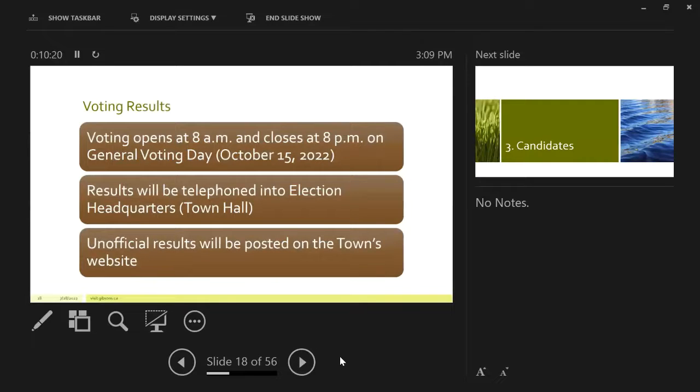So with that, let's go to voting results. Voting polls open at 8 a.m. and close at 8 p.m. on general voting day. The results will be called into elections headquarters, which is here at Town Hall, and the unofficial results will be posted immediately on the website.